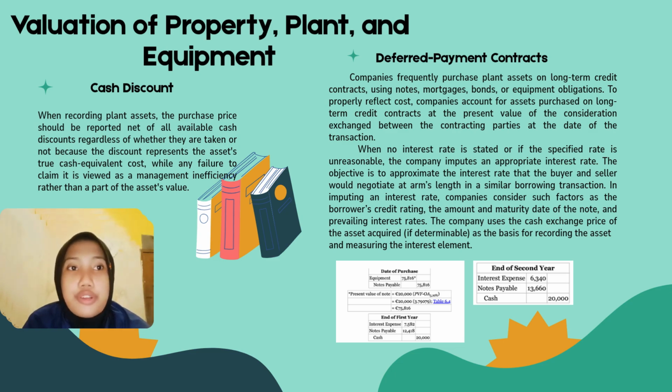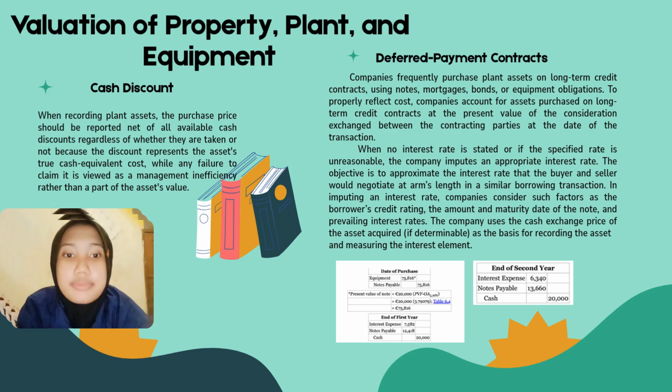Companies frequently purchase plant assets on long-term credit contracts using notes, mortgages, bonds, or equipment obligations. To properly reflect costs, companies account for asset purchases on long-term credit contracts at the present value of the consideration exchanged between the contracting parties at the date of the transaction.